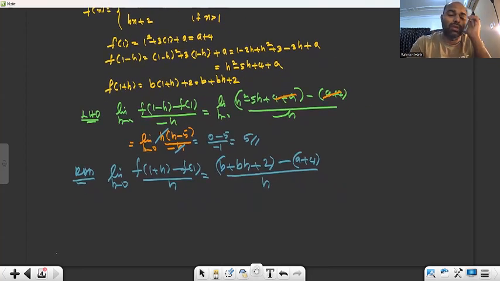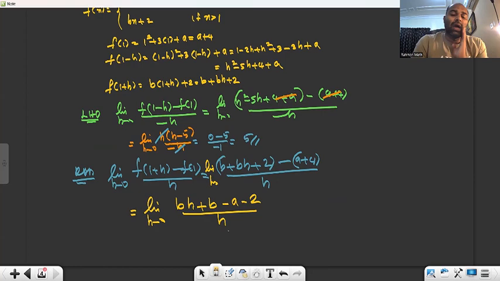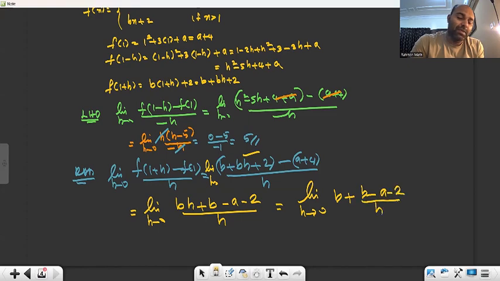This question has a little complication, I'll tell you about that. Don't forget the limit. Equal to limit h tending to 0. Let's simplify first: bh plus b, minus a minus 2, by h. I wrote bh first, then b. Then 2 minus 4 is minus 2. After this, the step is very important. Limit h tending to 0 of b plus b minus a minus 2 by h. This is very important.